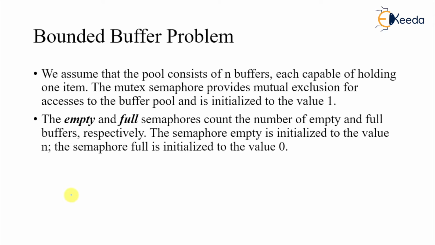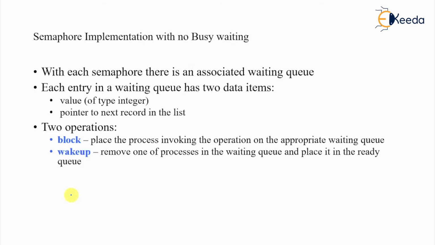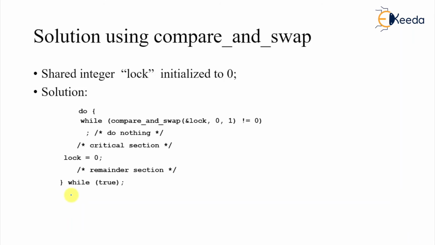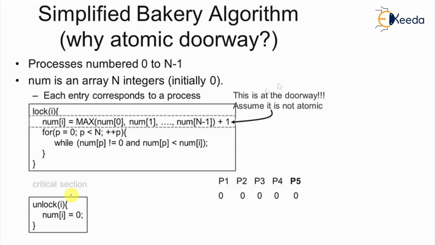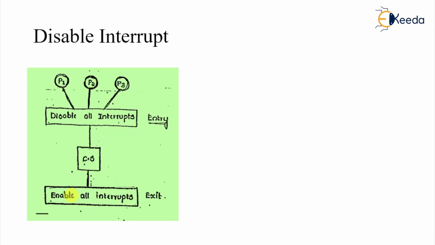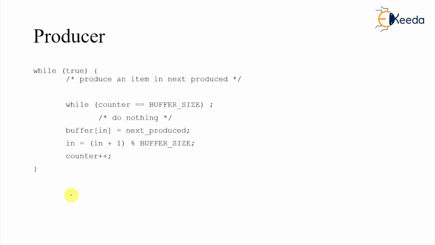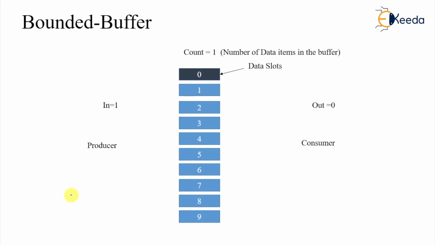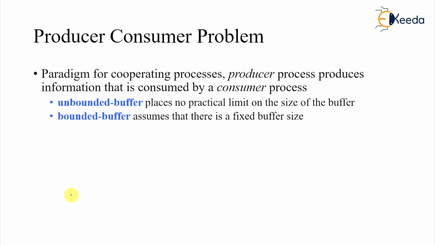Let me just recall, in previous lectures when we talked about inconsistency, I told you what a bounded buffer problem is. So all things started there only. This is the bounded buffer problem: the producer produces information that is consumed by the consumer process. An unbounded buffer places no practical limit on the size of the buffer, and a bounded buffer assumes a fixed size of the buffer.